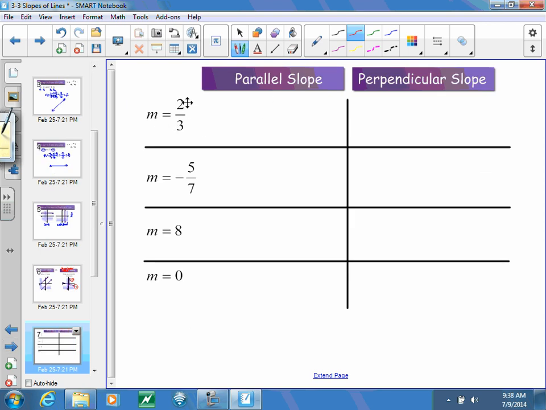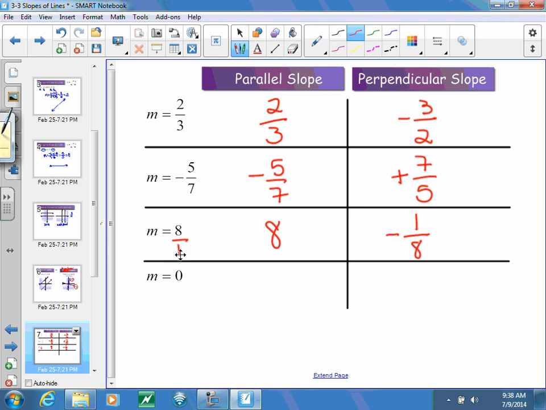The parallel slope to 2/3 is going to stay 2/3. The perpendicular slope is the opposite, so it's going to be a negative 3/2. I switched the fraction around. The parallel slope to negative 5/7 is negative 5/7. The perpendicular slope to that is going to be a positive 7/5. The parallel slope to 8 is going to be 8, and the perpendicular slope is going to be negative 1/8, since this is 8/1.